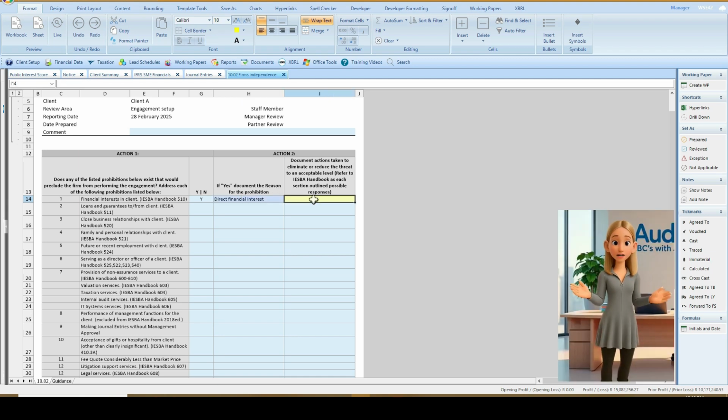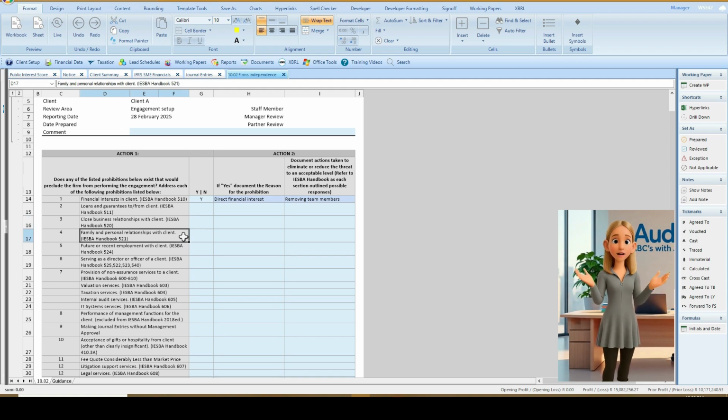The template lists specific threats based on the IESBA Code of Ethics. Let's go through them. Number 1, financial interests in a client. So if your firm partners own shares in the client company, this matters because even small holdings can impair independence in appearance and in fact. Number 2, loans and guarantees. Like if your client has loaned the firm money or vice versa, these create dependency and could influence judgment. Number 3, close business relationships, like joint ventures, shared investments, or commercial ties. This could make it harder to remain objective.